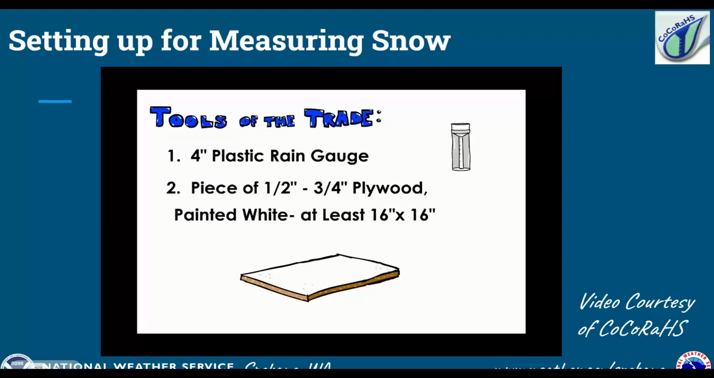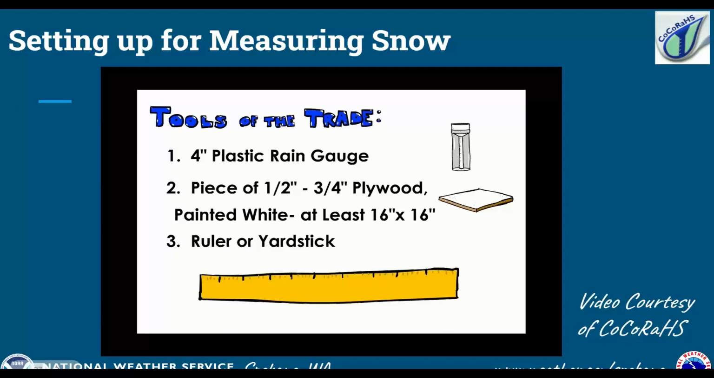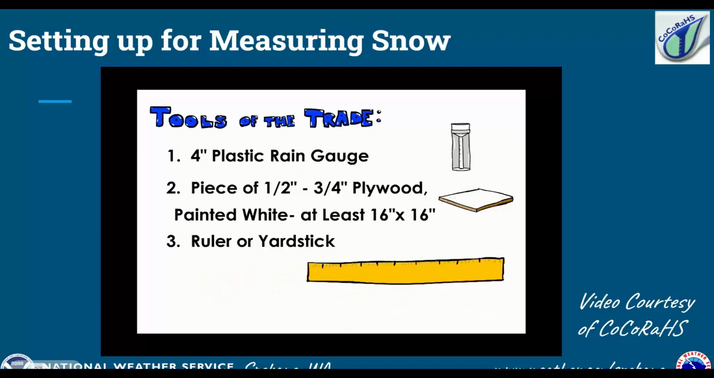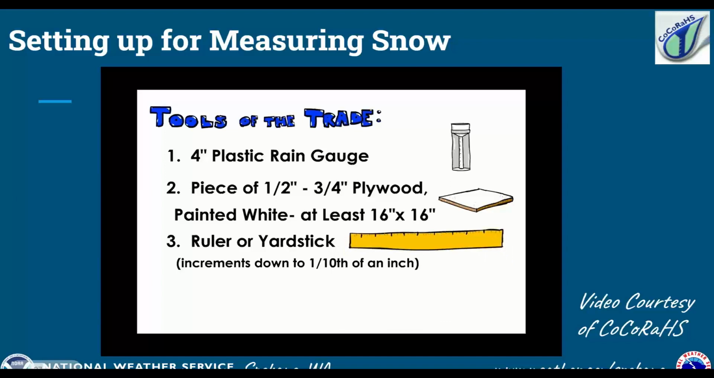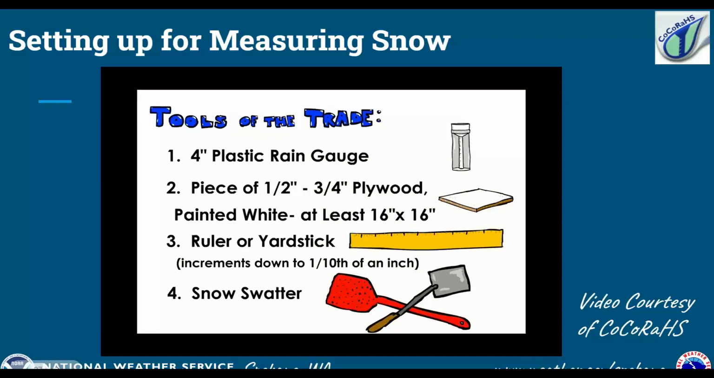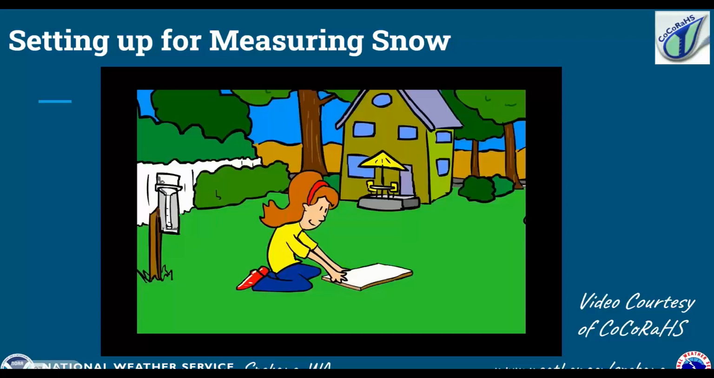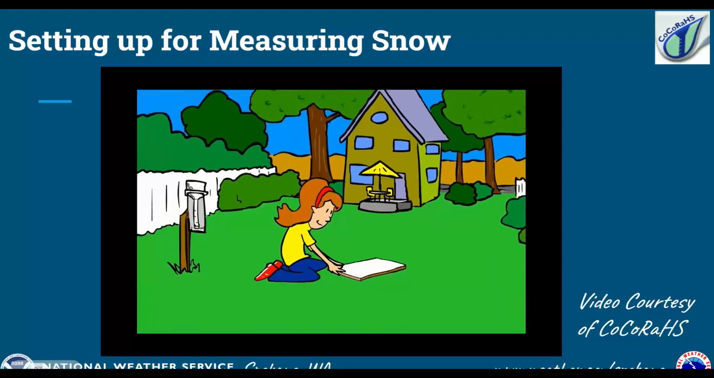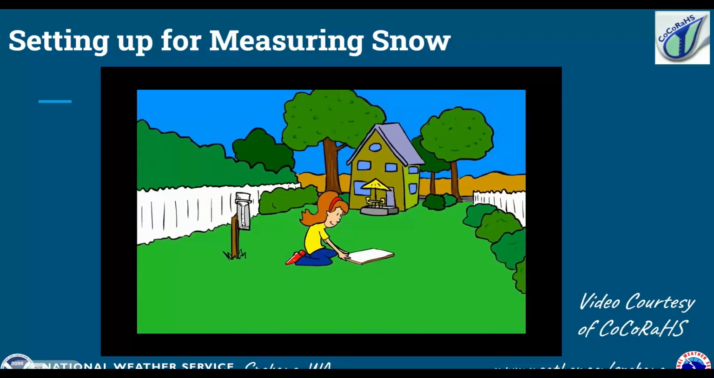Another important piece of equipment is a snowboard. Now, not something you take down the snow hill, but it's a board that is painted white and at least a foot by foot or 16 by 16 inches. And it's something that you're going to put on the snow to measure your new snow depth from. And the other important piece of equipment is a yardstick or a ruler that we can use to measure the snow. And then lastly is a snow swatter. Yes, it's a swatter. It looks a lot like a fly swatter, but it helps you knock down the snow from your gauge.